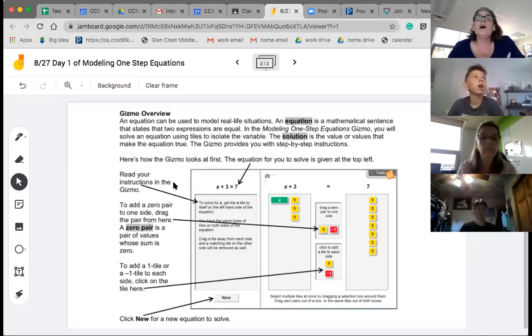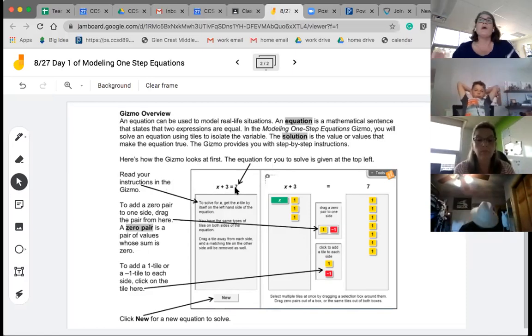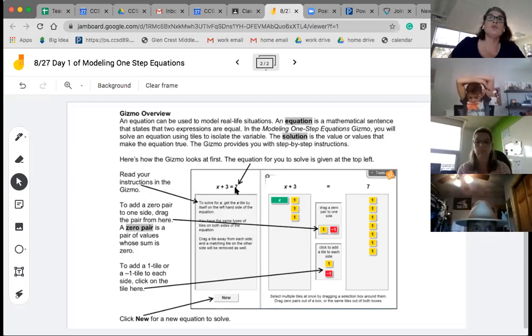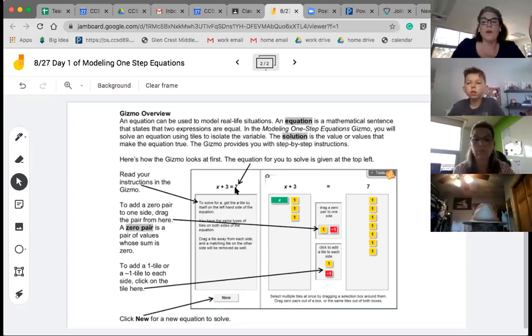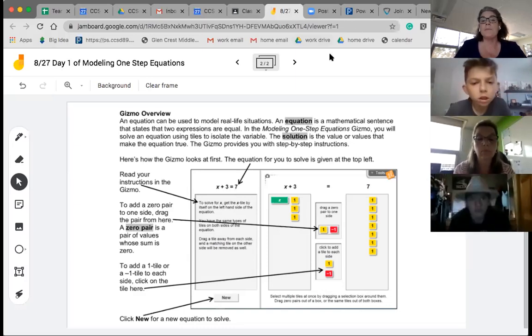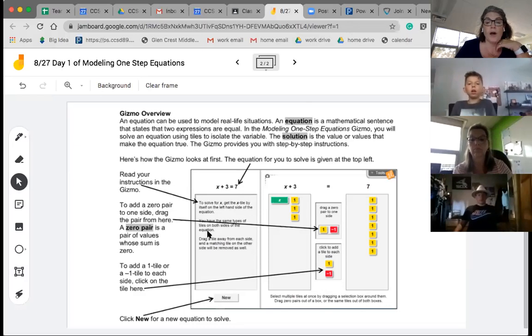Okay, so if you read your instructions on the Gizmo, here's how the Gizmo will look at first. You get this problem: x plus 3 equals 7. Now I know most of you know the answer to that is already 4, and you don't have to do any math to get to the 4, but we're trying to make sure that you know the process. So when we build in a whole lot of other steps, you're able to do it. So we're going to learn how to do the steps with an easier one.